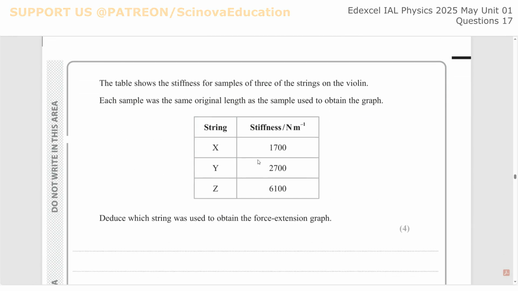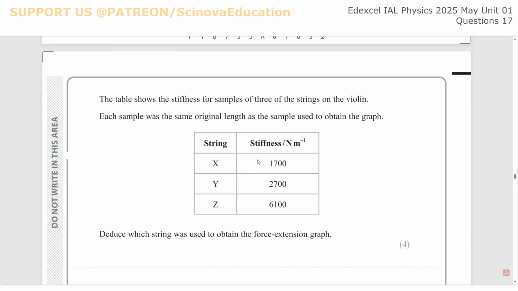The table shows the stiffness for samples of 3 of the strings on the violin. Each sample was the same original length as the sample used to obtain the graph. String X has a stiffness of 1700. String Y has a stiffness of 2700 newtons per meter. String Z has a stiffness of 6100 newtons per meter. Deduce which string was used to obtain the force extension graph.